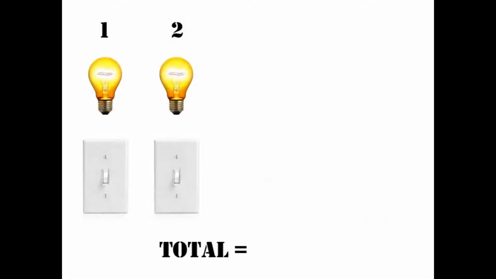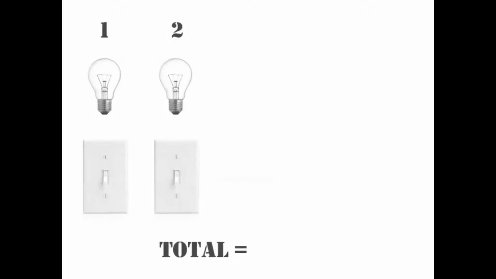Now in this scenario, both light switches are on. The first one is worth 1, the second one is worth 2. Remember, we're only going to count the light switches that are on, so basically we're going to say 1 plus 2, and that's going to give us our total of 3.